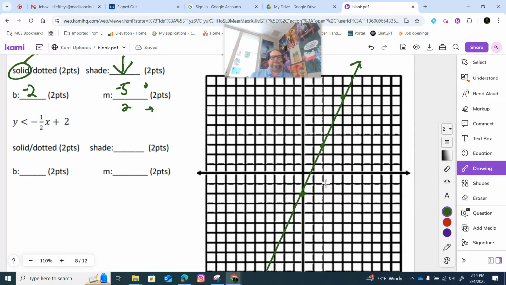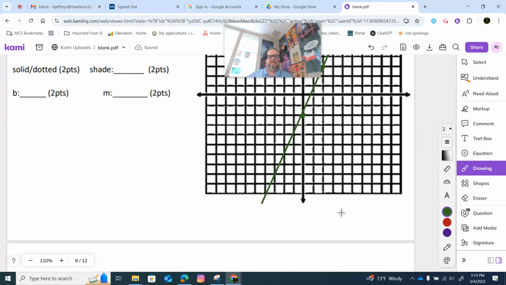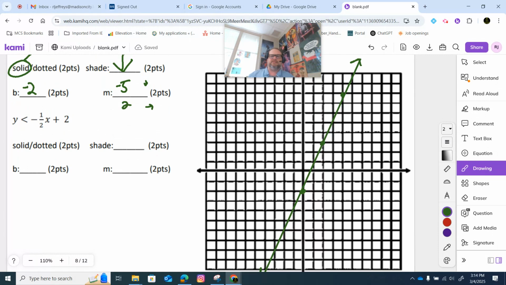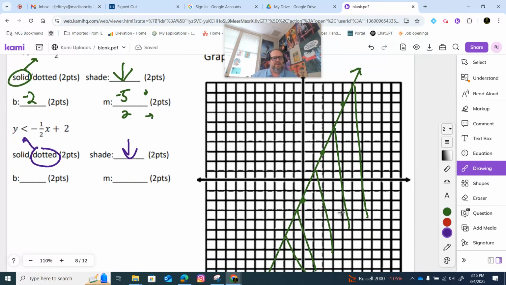Yep. All right. So we shade down. So it's going to look like this. Okay. Now this one is going to be dotted because there's no line. I'm going to shade down again. My B is 2. My M is -1/2. That means down in this way.